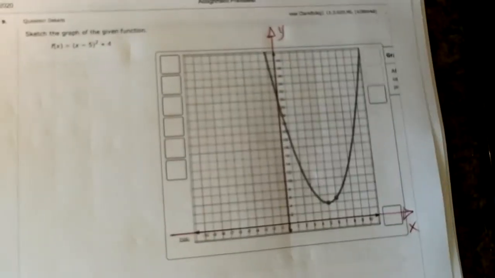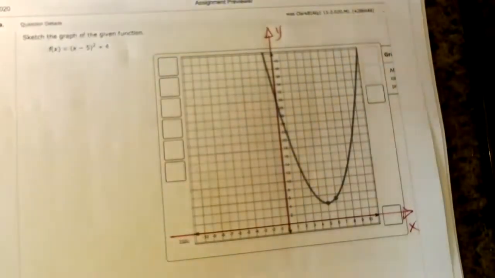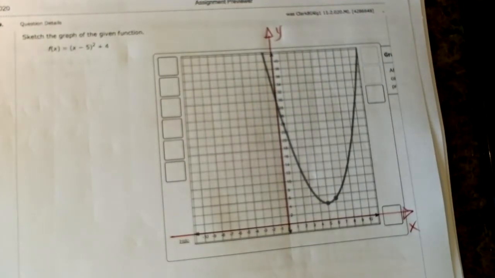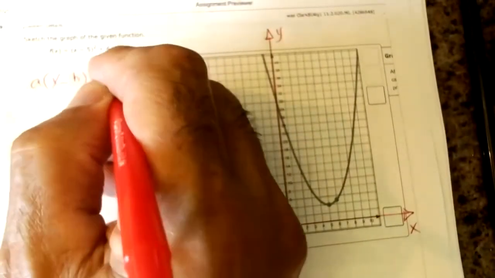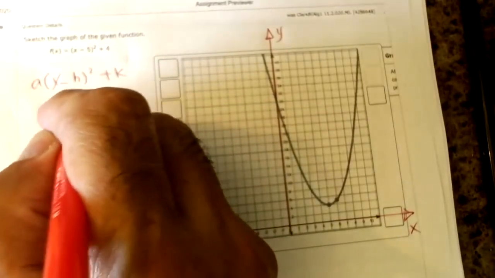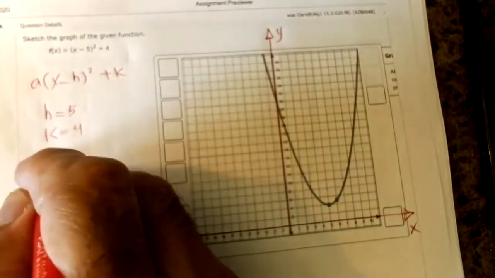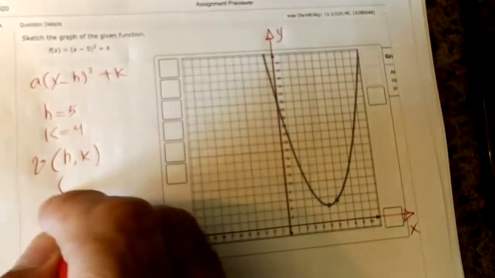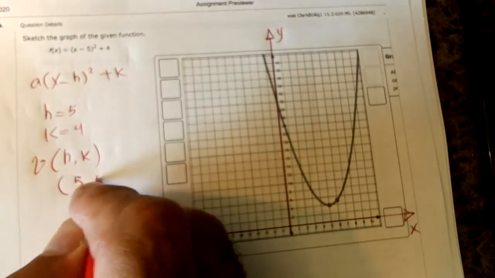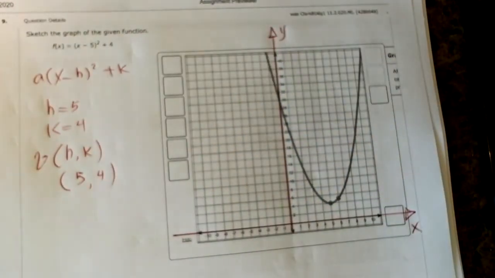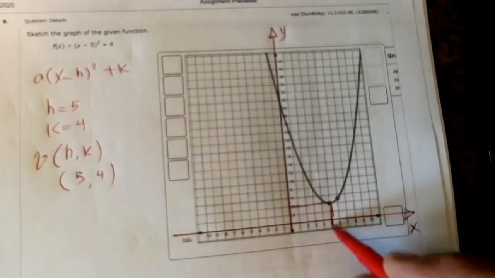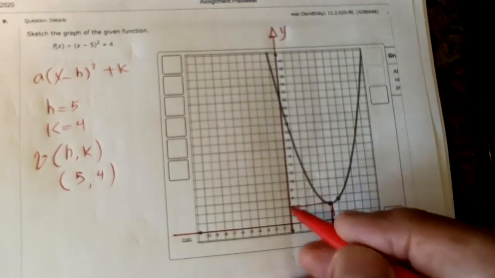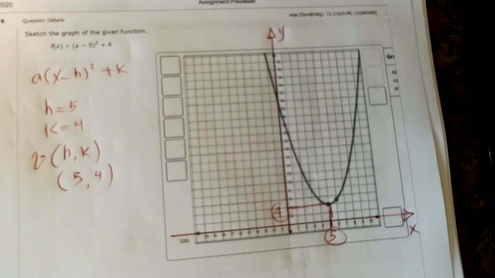Same thing in these problems, you know. You write the general equation: a times (x minus h) to the power of 2 plus k. So h is 5, k is 4. So the vertex is h and k, or 5 and 4, okay? Which is here. X is 5 and y is 4. Okay, that's the vertex.